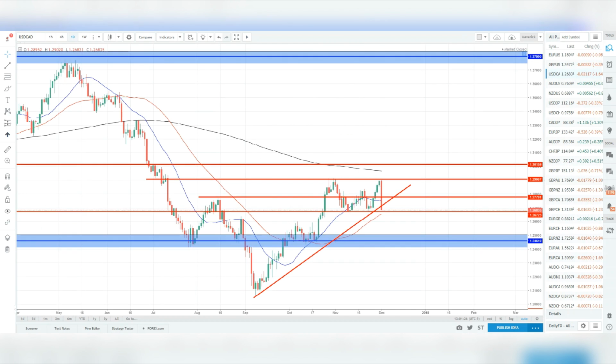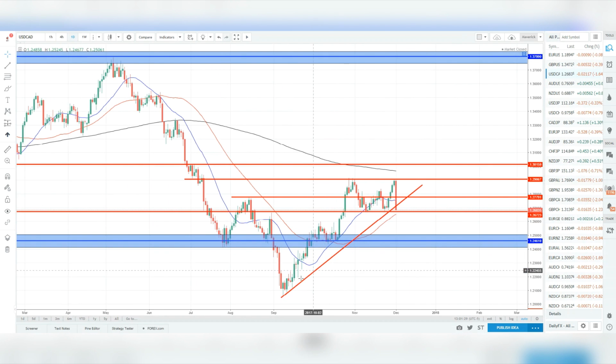Moving on to the dollar CAD chart, as you can see, we were in an uptrend here.